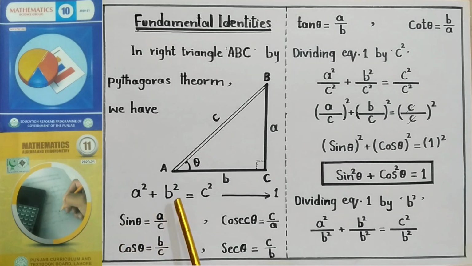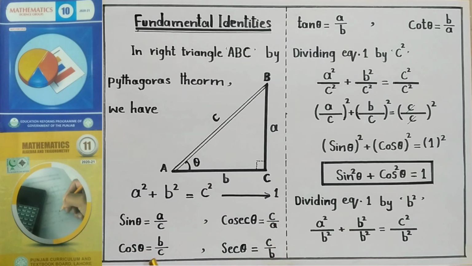Sin theta is equal to perpendicular over hypotenuse, meaning in this triangle A over C. The reciprocal of sin theta is cosecant theta, that is C over A, meaning hypotenuse over perpendicular.